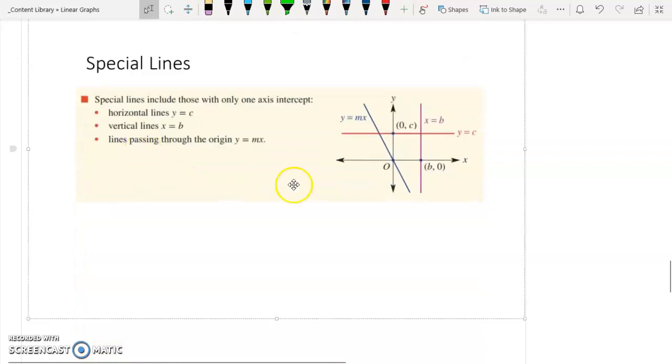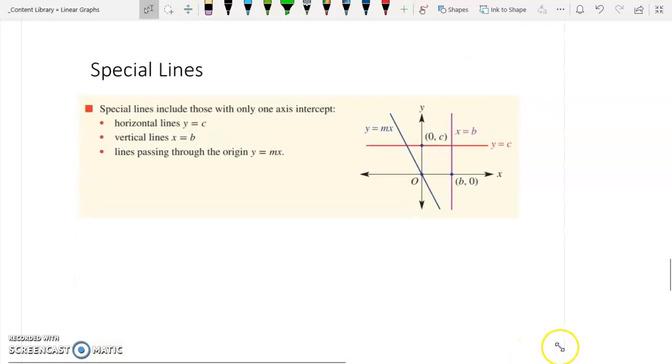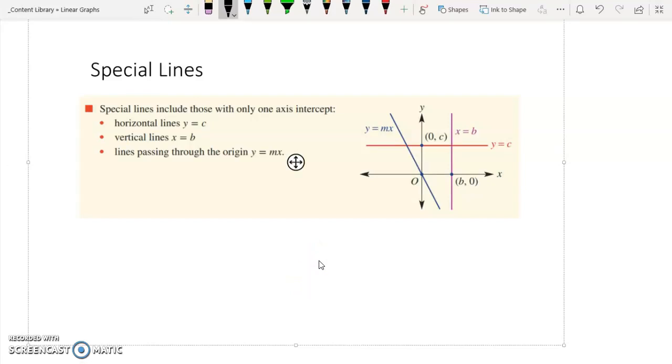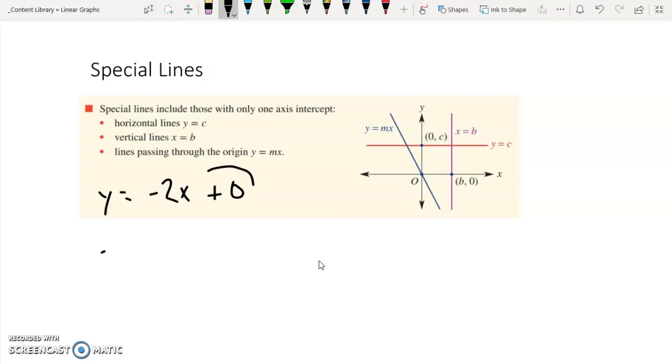Now, the last thing I want to look at is the special lines. These ones occur when there's only one axis intercept. For example, y equals mx. Say if that was a graph y equals minus 2x, it's because we have our c equals 0. So this type of line has an intercept that goes through the origin.